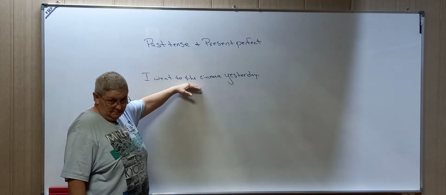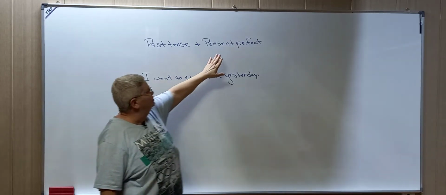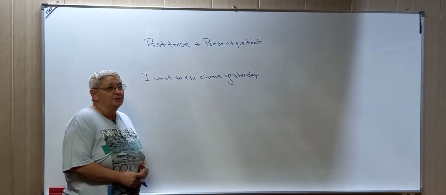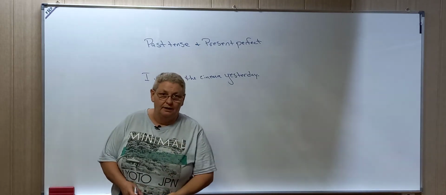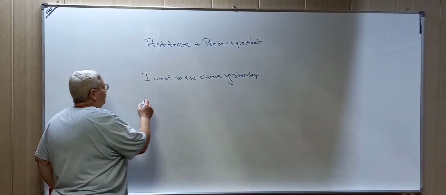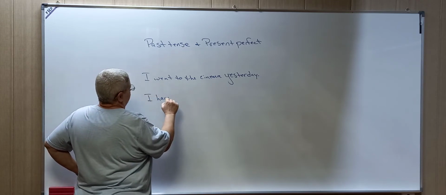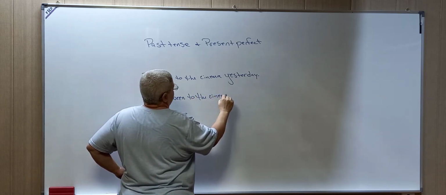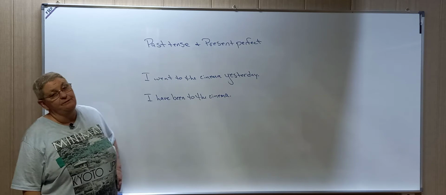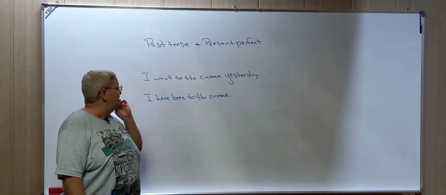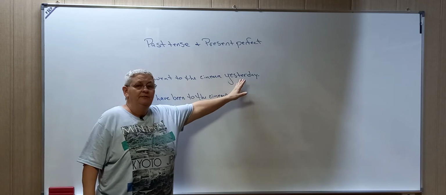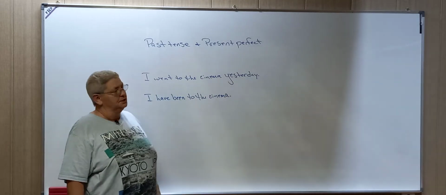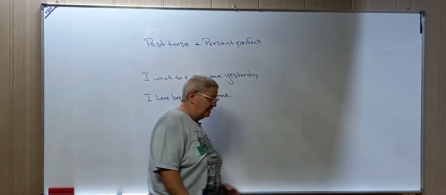Now, let's say I want to say the exact same thing that this sentence says, but I want to use the present perfect. Now, this is how you could write the sentence. With the present perfect, you're not using a specific time in the past. So you would say, I have been to the cinema. The only difference here is you're not giving that specific time as to when you actually were at the cinema. Here, it just means you have been at the cinema.